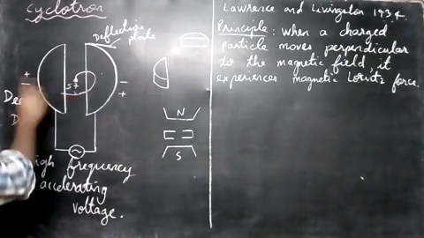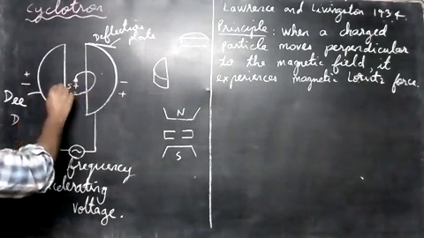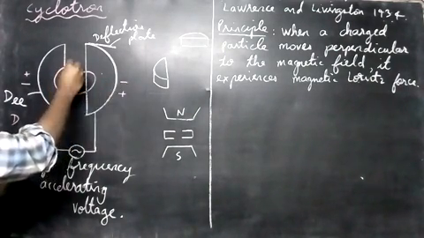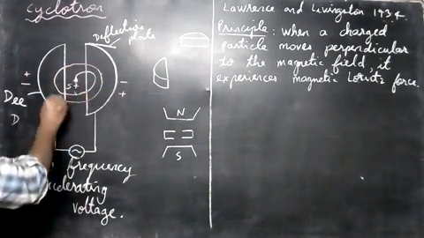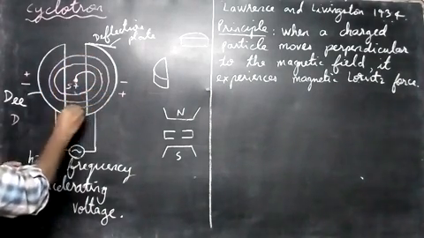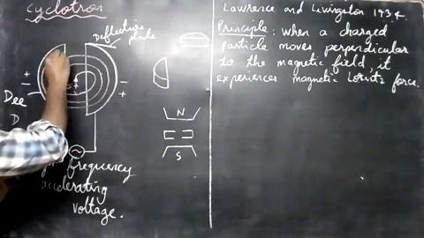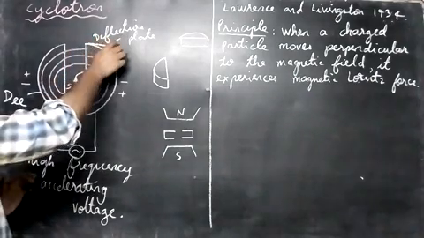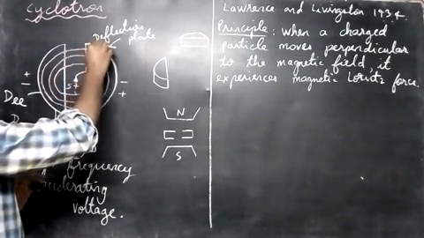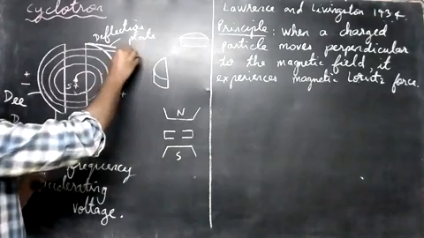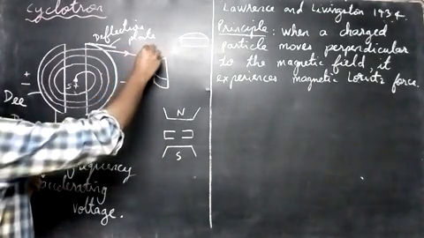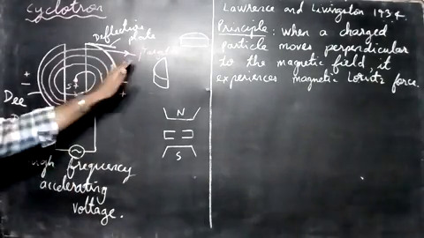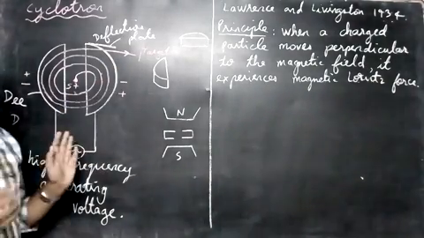Then again it will turn due to the Lorentz force and come here. Again this will become negative and it will be attracted. Like this it will make many rotations, and after getting a high energy, it will come out here. There is a deflector plate, which also has a positive charge. It will deflect this proton to a target here, and this target will undergo a nuclear reaction. So this is how it works.